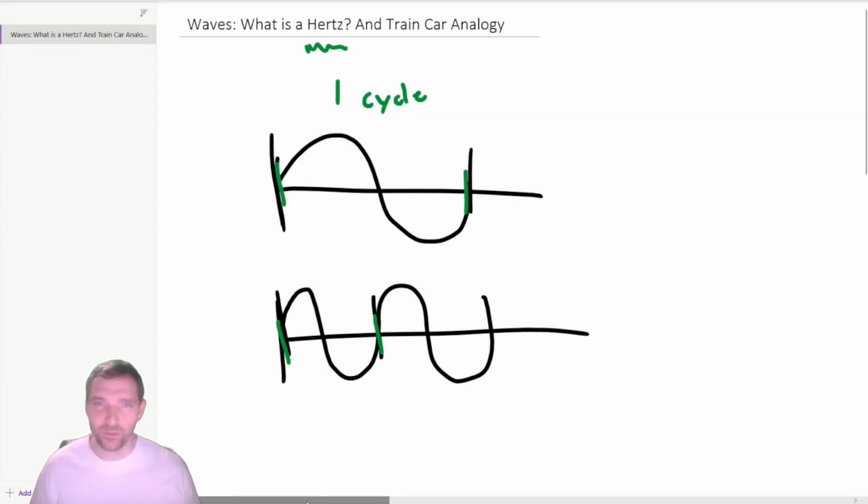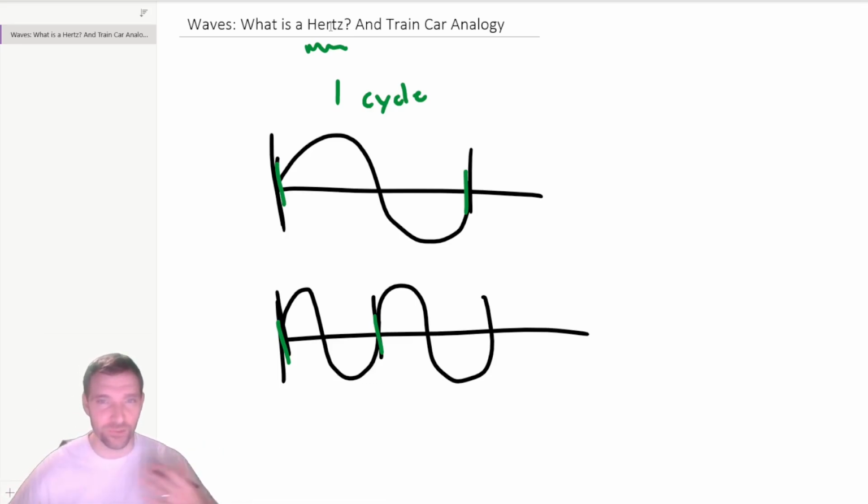As a tutor, I've noticed a lot of students struggle with waves because they really don't understand what a hertz is, and they're just kind of using it without knowing how it relates to meters and seconds. It's pretty abstract for them, and it can be made a lot more concrete by looking at train cars and thinking about how train cars go by as an observer looking at those train cars.